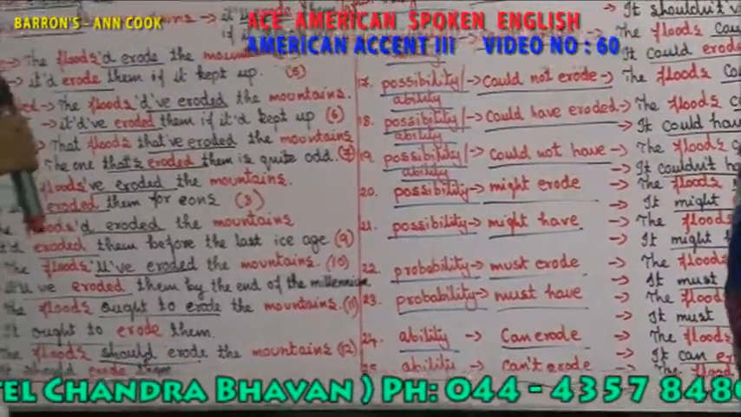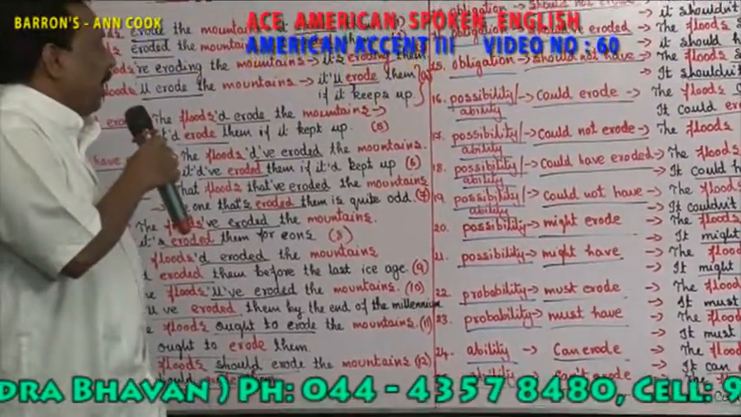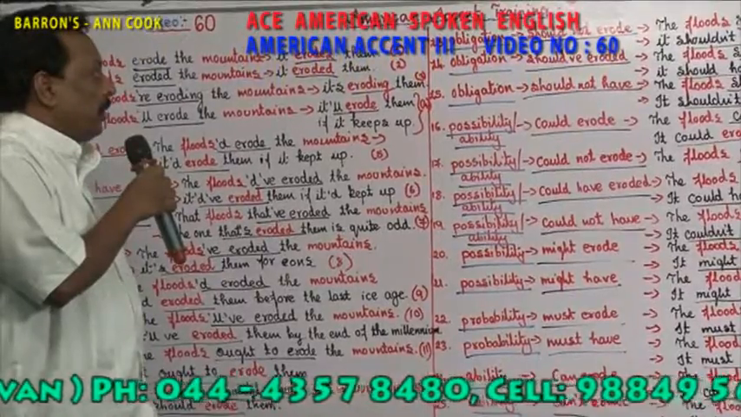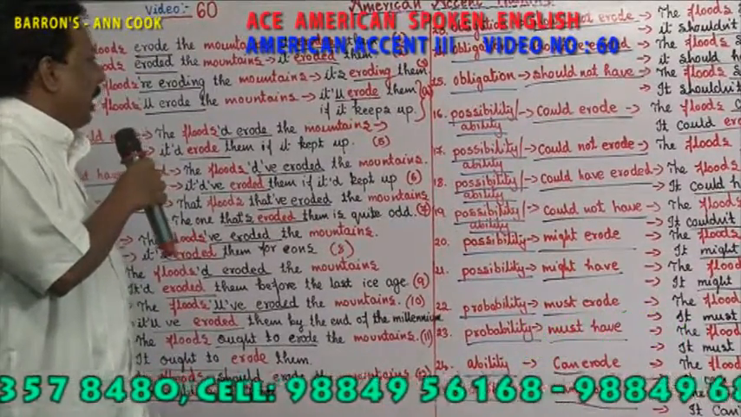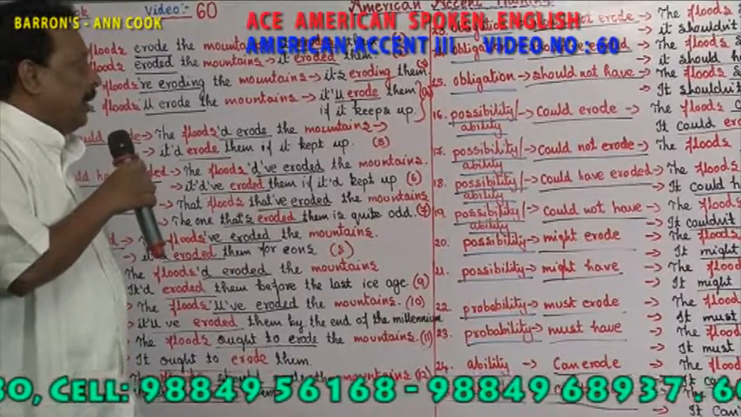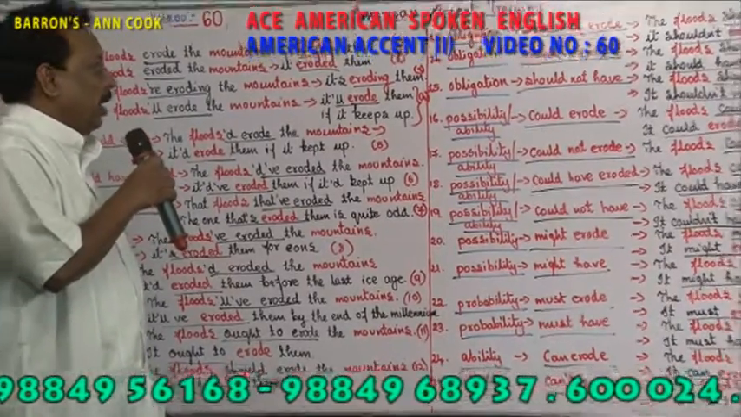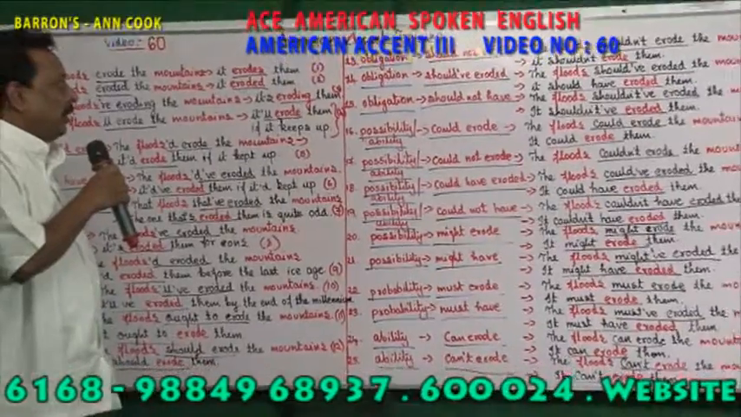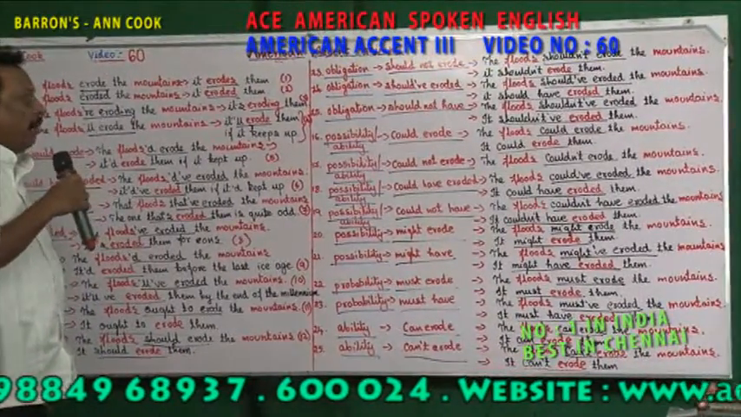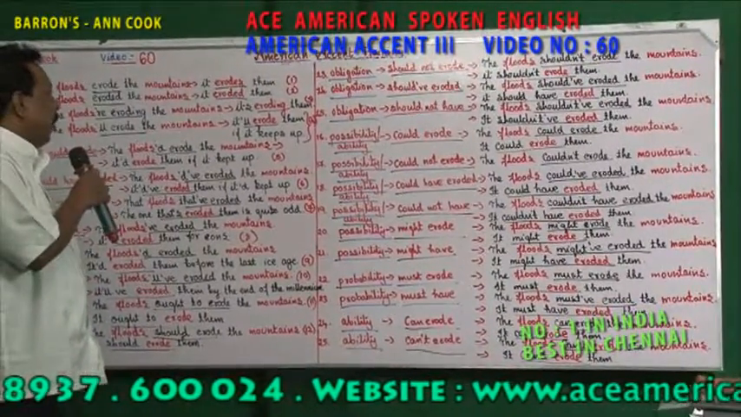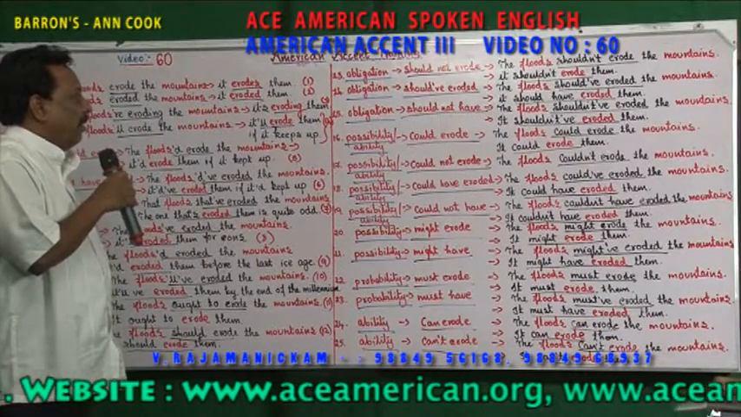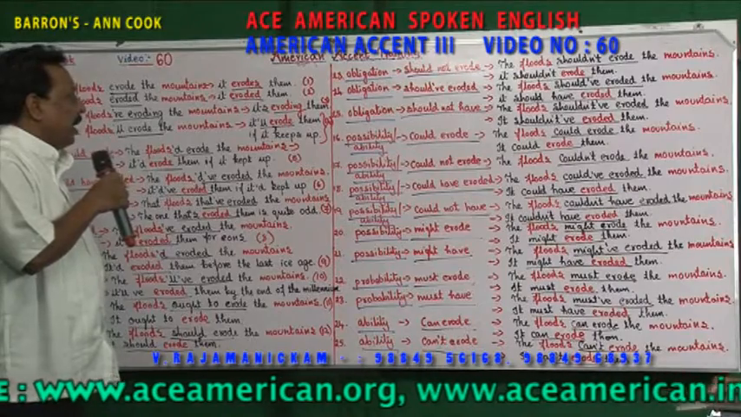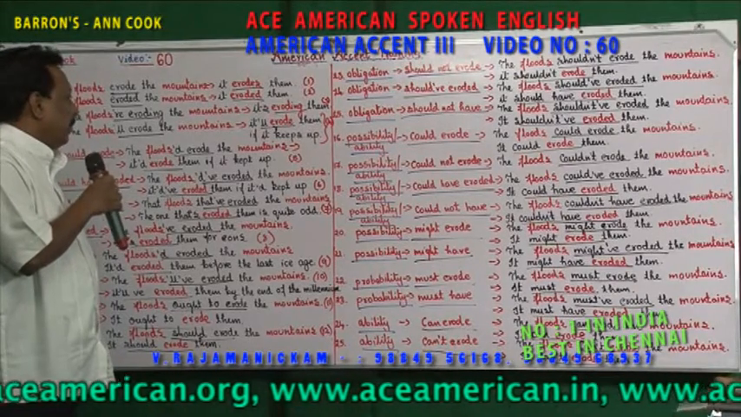Obligation: should not erode. The floods shouldn't erode the mountains. It shouldn't erode them. Obligation: should have eroded. The floods should have eroded the mountains. It should have eroded them. Obligation: should not have. The floods shouldn't have eroded the mountains. It shouldn't have eroded them.